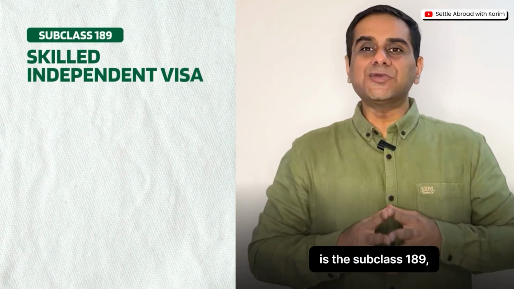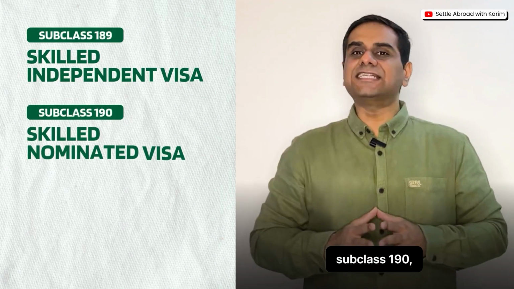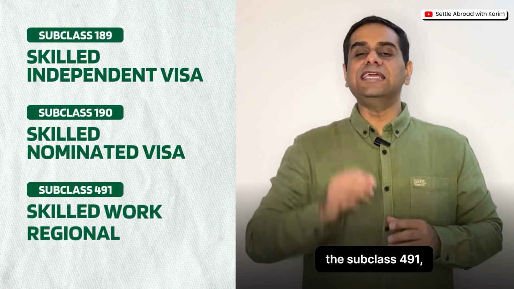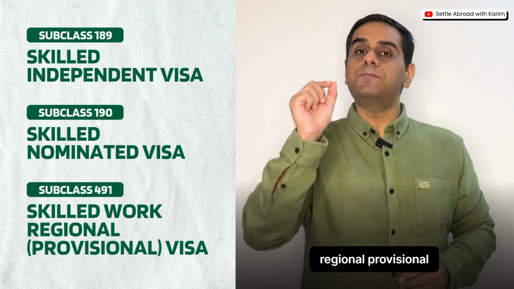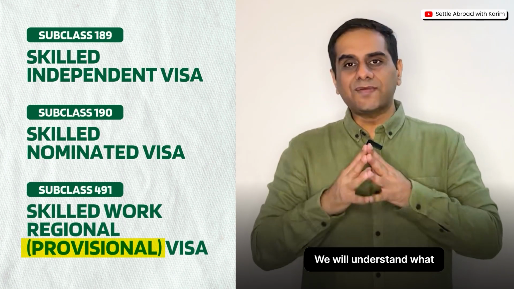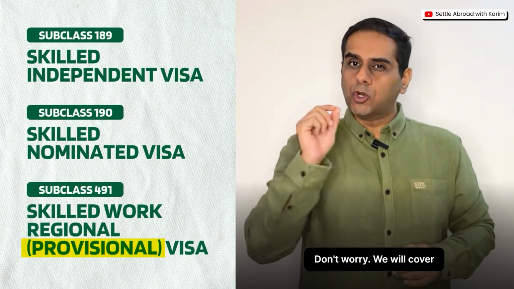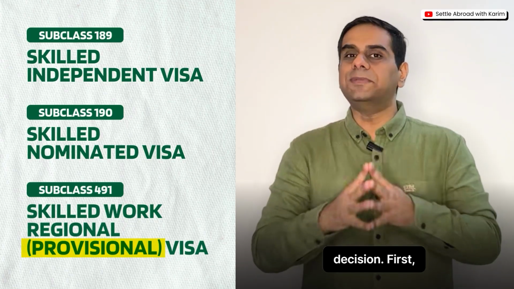First is the Subclass 189, also known as the Skilled Independent Visa. Second is Subclass 190, known as the Skilled Nominated Visa. And finally, the Subclass 491, known as the Skilled Work Regional Provisional Visa. Please note, this is not a permanent visa. We will understand what a provisional visa is later in this video. Don't worry, we will cover all the fine lines so you can make an informed decision.